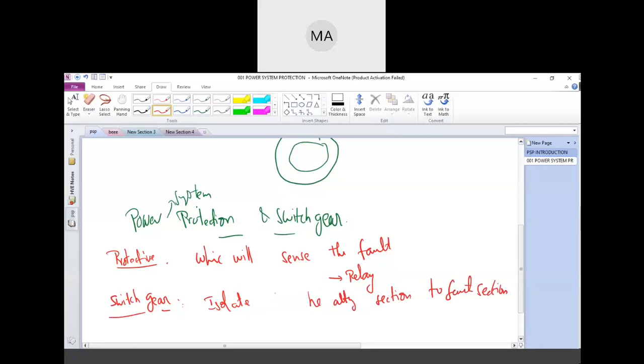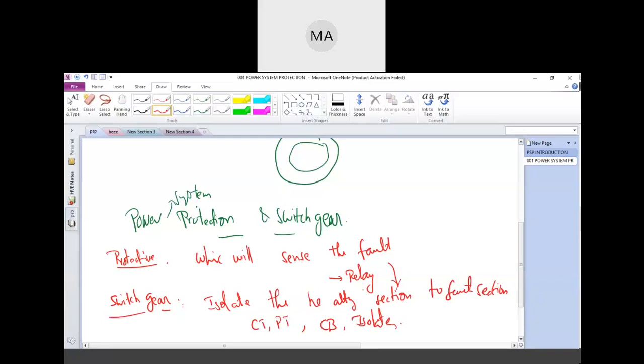Okay, which will isolate the healthy section from the faulty section. Here, the switchgear equipment includes the current transformer, protection transformer, sorry, potential transformer, circuit breakers, and isolating switches. All of that is common to the switchgear equipment. Protective equipment will sense the fault, and it will give the signal to the switchgear equipment.